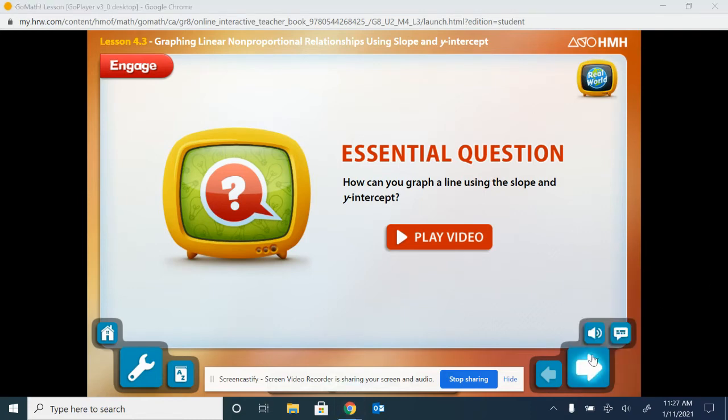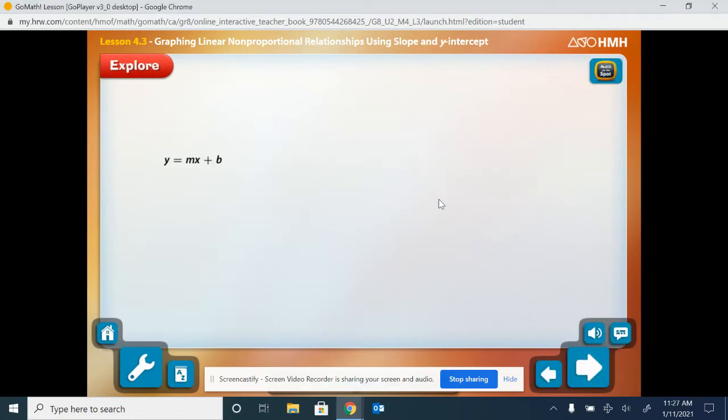Okay, so the slope-intercept form of the equation of a line is y equals mx plus b. Let's use an equation written in this form to find the line that the equation represents. Suppose you know that the slope of a line is 2. Is that enough information to find a specific line on a graph?